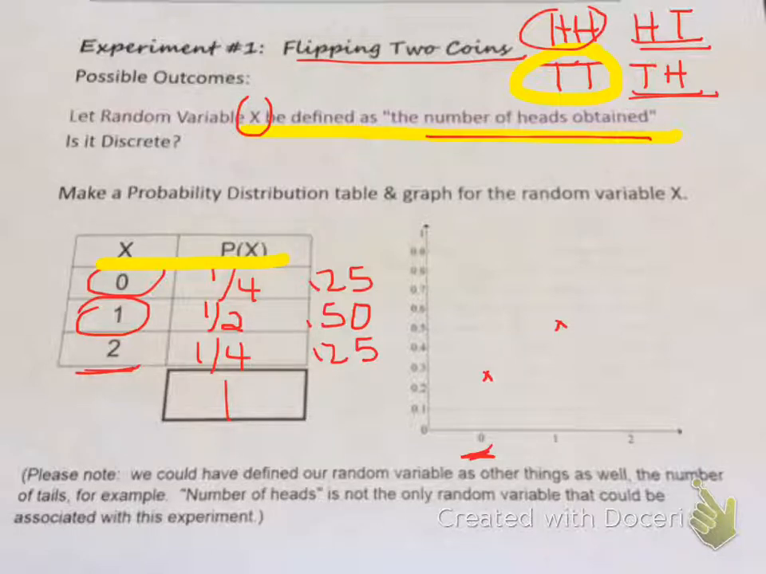And then over at 2, I'm up 1/4 again. So again, up at 2.5. So here is the probability distribution of what it looks like. So what it looks like on a graph.